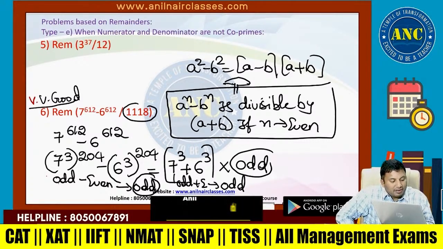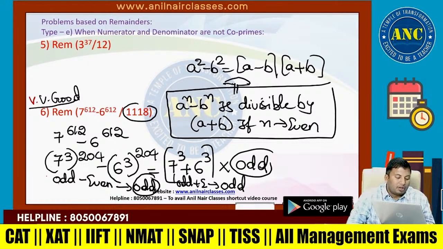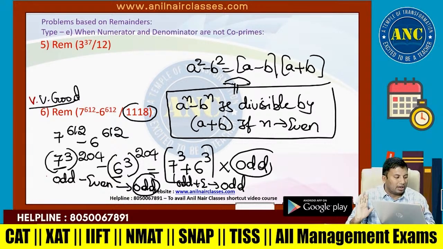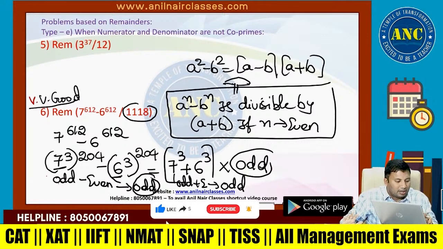So 7 cube power 204 minus 6 cube power 204. A power n minus b power n is divisible by a plus b if n is an even number. So this is 7 cube plus 6 cube into something. 7 is an odd number. 6 is an even number. Odd minus even is odd. Odd plus even is odd. Odd into odd is an odd number. I will write like this.